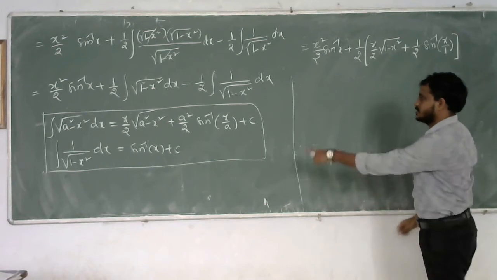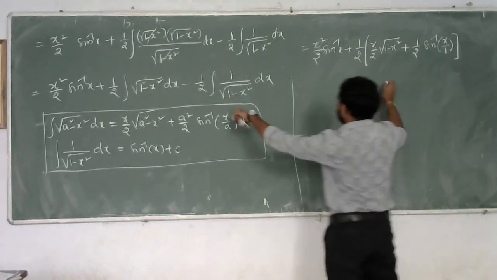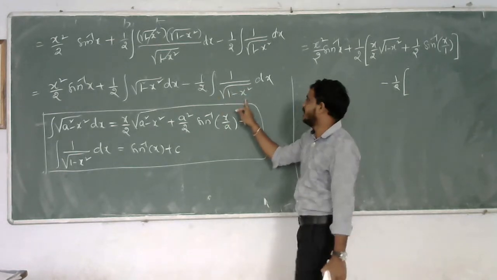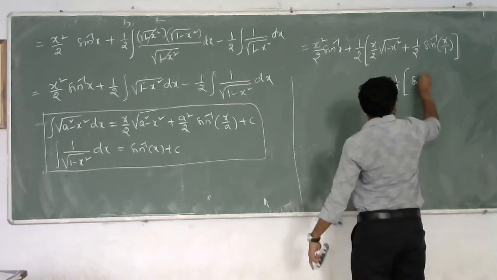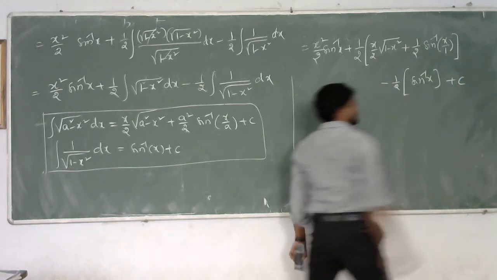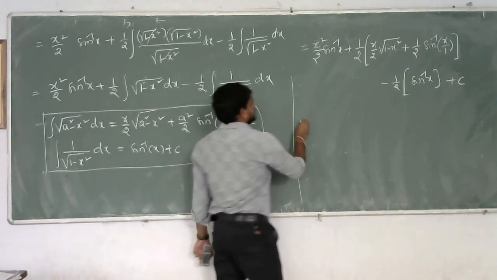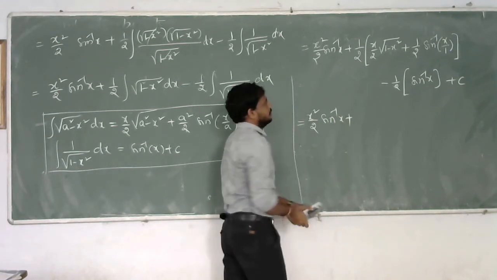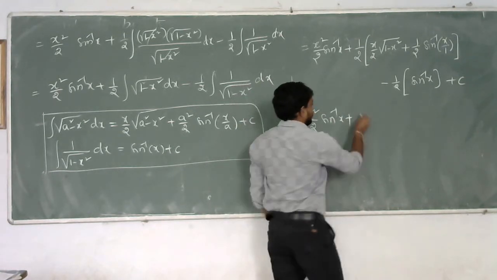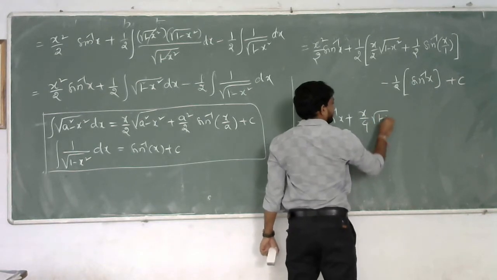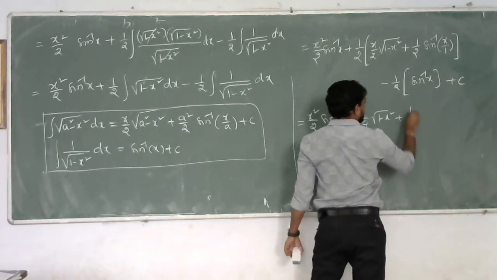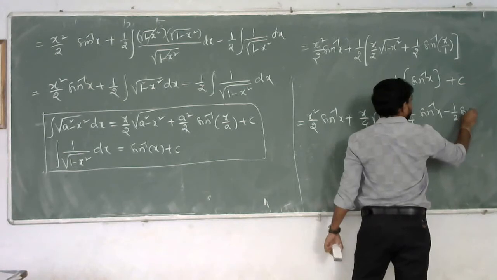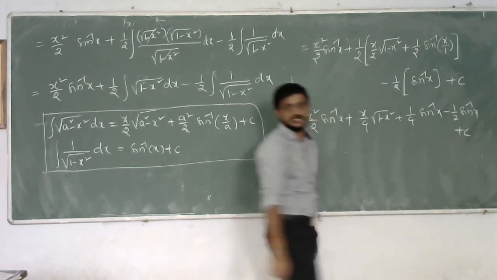Okay. Next, last one, first one here. I'm writing here minus 1 by 2 into integral of 1 by under root of 1 minus x square. The value is what? Sin inverse of x. So here sin inverse of x plus constant of integration. So here x square by 2 into sin inverse of x plus multiply with 1 by 2 here. So here you will get x by 4 into under root of 1 minus x square, then here 1 by 4 into sin inverse of x, here minus 1 by 2 sin inverse of x plus constant of integration c.